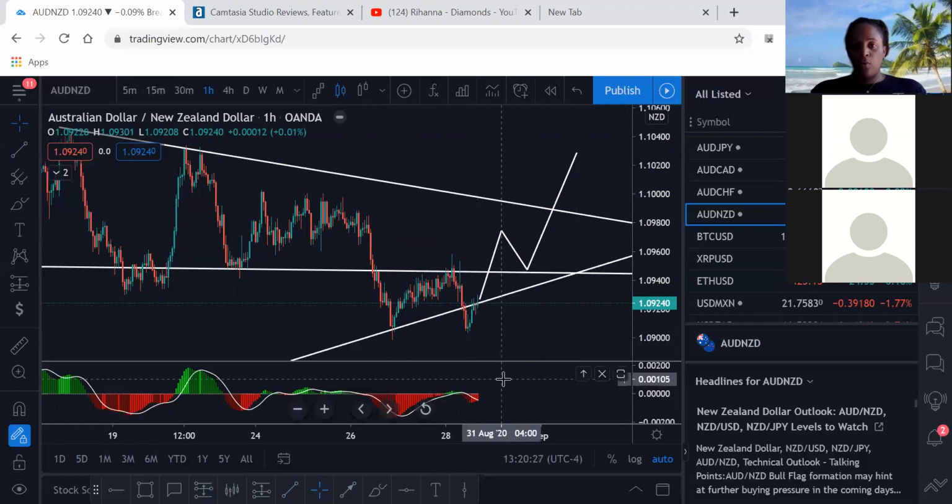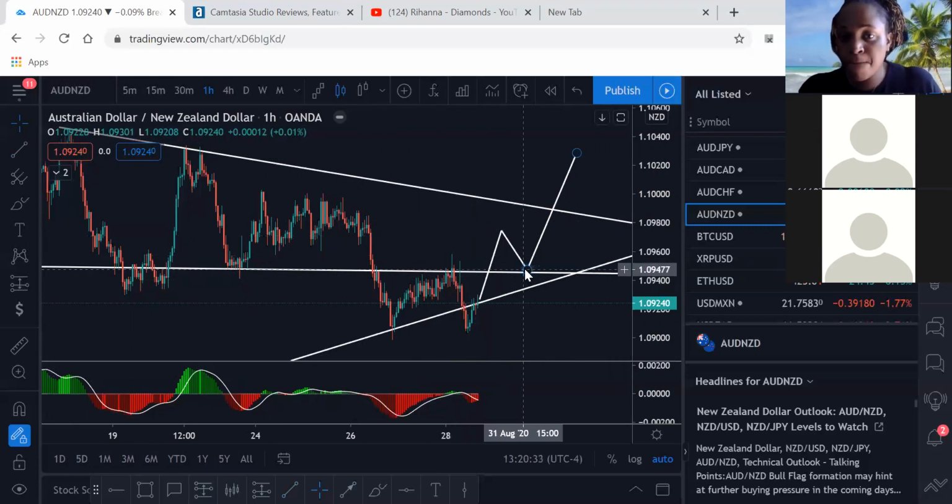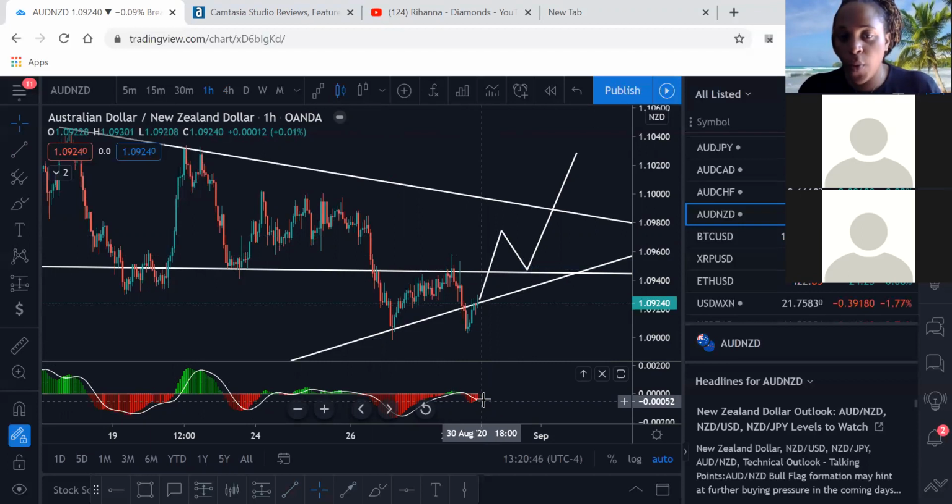Now you can actually participate in this before it even gives you the retest. You can participate because, as you can see here, you already have a retest happening for the W. So just wait for the momentum to move away from the MACD signal line, and then you could look to enter for your buy. That's on the 1-hour time frame.